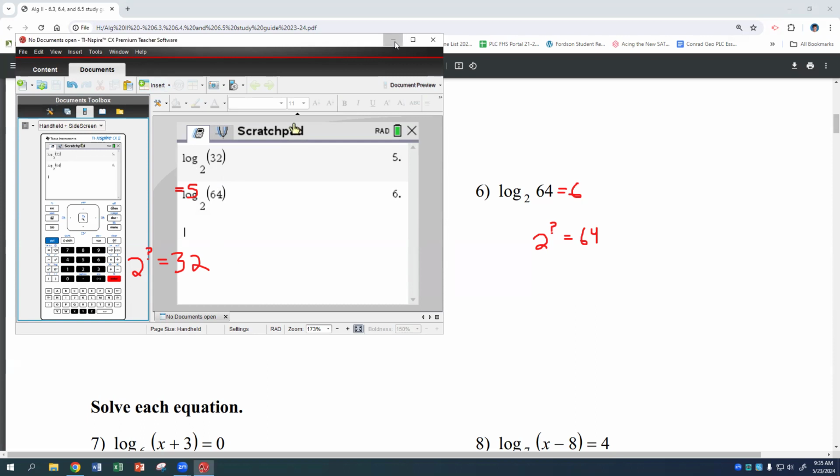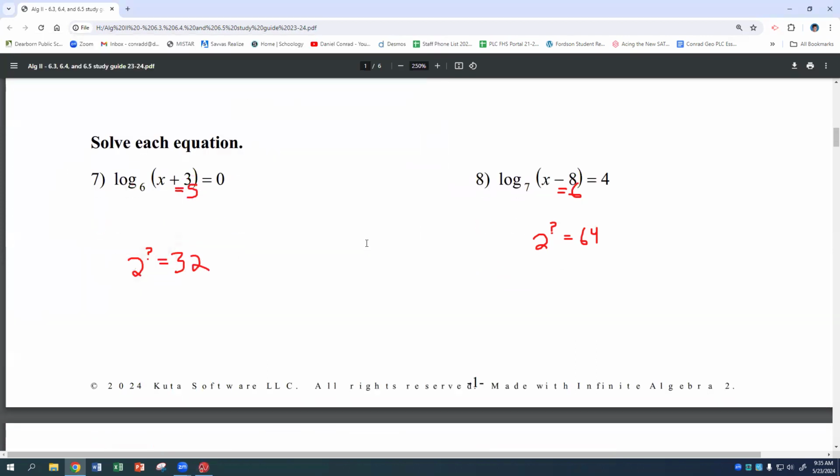All right. All right, next up, we're going to solve. So we can't solve in log form here, so we need to convert it to exponential form. So it's going to be x plus 3 equals, the base is 6, so that's going to be 6 to the 0 power. 6 to the 0 power is 1. So we're going to minus 3 on both sides, and we get x equals negative 2.